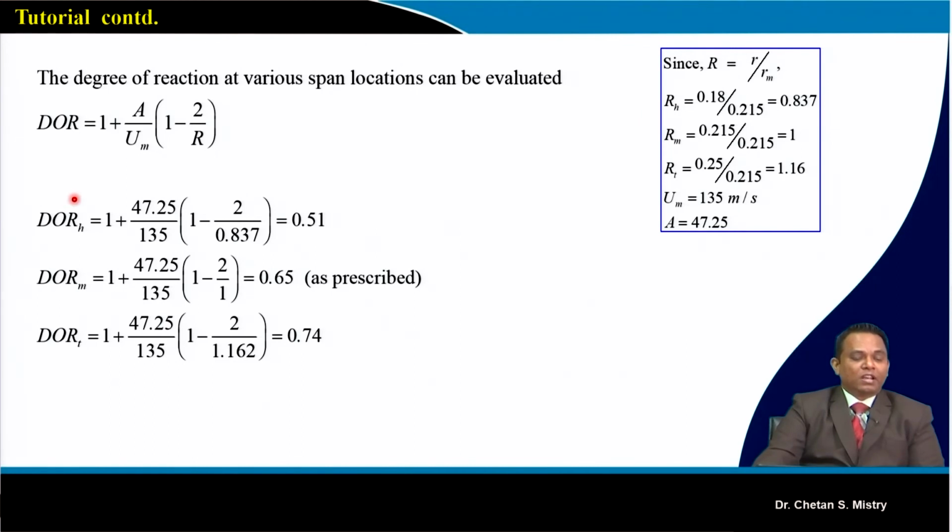So if we consider my degree of reaction at the hub, it is coming 0.51. At the mid station, it is 0.65, and at the tip, it is coming 0.74. So this is giving you an idea how my degree of reaction is changing when we are considering our exponential whirl distribution.